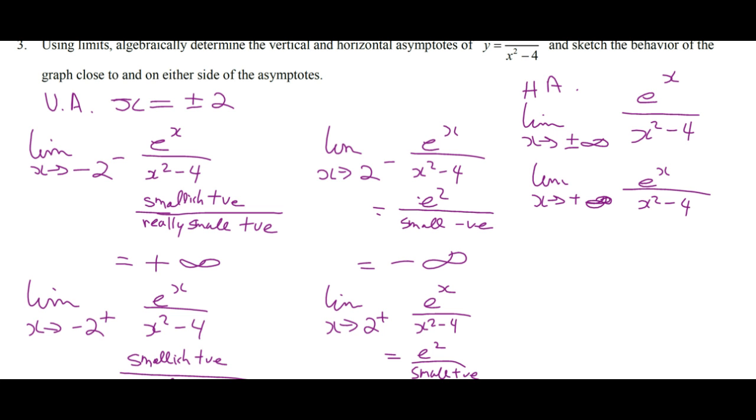Now we've got an exponential up top and a quadratic on the bottom. What's that limit as we go to infinity? Infinity, because the exponential grows faster than the quadratic. And the limit as x approaches negative infinity: e to the x is going to approach 0, and x squared minus 4 is going to be 4 less than infinity squared.